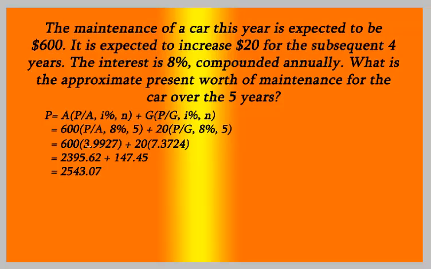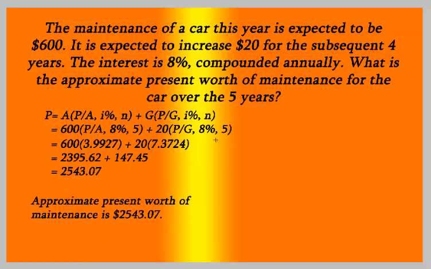So you plug those two in. So now it's 600 times 3.9927 plus 20 times 7.3724. You use your calculator, and then 2395.62 plus 147.45, and now you get the final answer of $2,543.07 as your present worth of maintenance. And that's how you solve this particular problem.